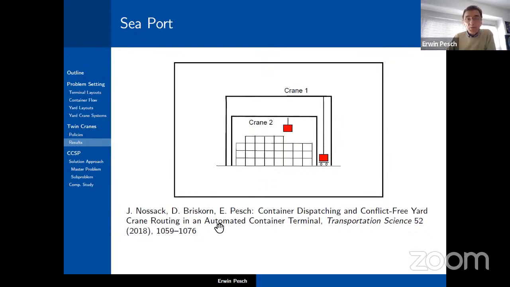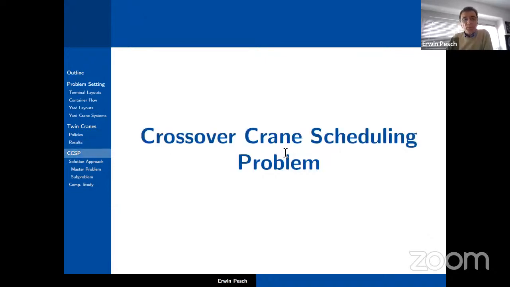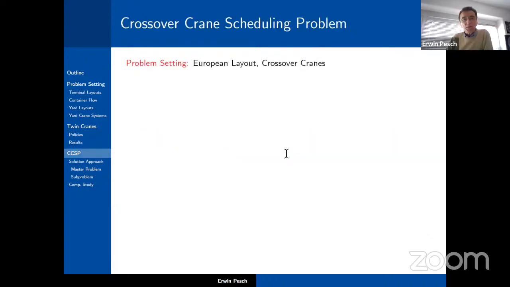But let's go to the second part of the presentation, which is more applicable than the first part. In the second part, we look at crossover cranes, and what I'm presenting to you now is based on a paper with Jenny Nosak, Dirk Priskorn, and myself, published in Transportation Science. We look at the situation where the larger crane can go over the smaller crane, even if the larger crane carries a container. The smaller crane can go under the larger crane, only if the larger crane is not working in a bay. So this is a crossover crane scheduling problem.